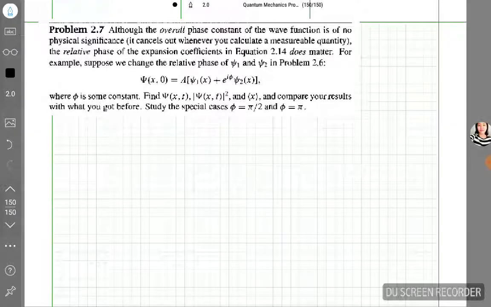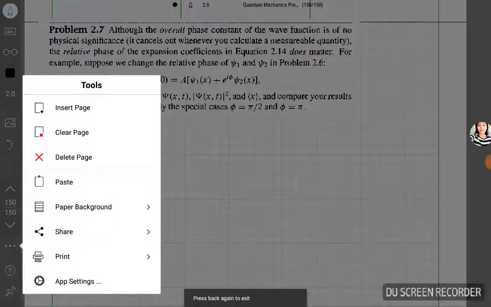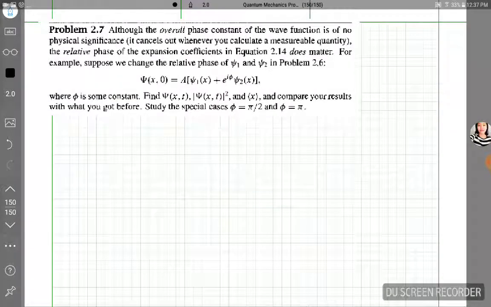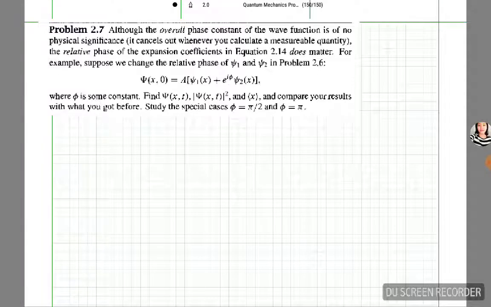Okay, here's problem 2.7, and it's very similar to the last problem, 2.6. There's just an extra phase factor in here. So some of the details I'll probably go through a little quickly, just because it was done in the previous problem.